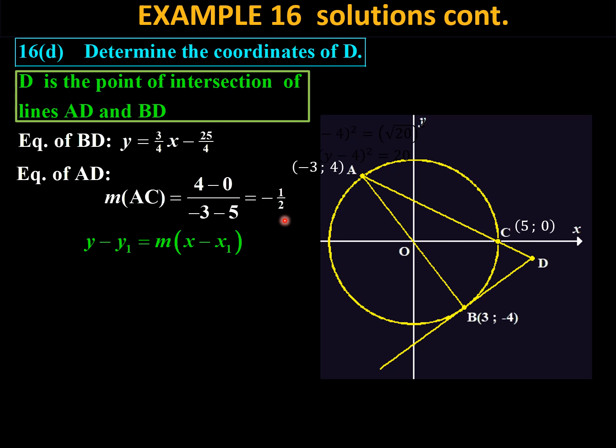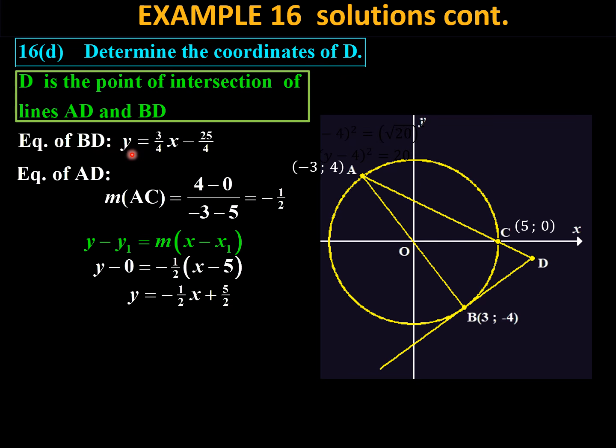Now I want the equation. So there's the equation. I can substitute my gradient in, which is -1/2. And I can use either point A or point C. But which one is the easier one to use? That's right, C is much easier. So rather substitute point C. It wouldn't have mattered, we'd obtain exactly the same answer. And there I now have the equation of AD.